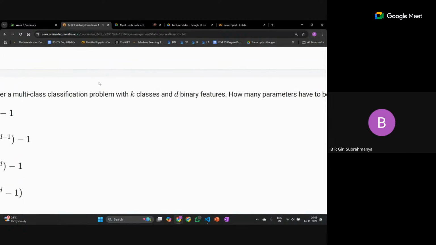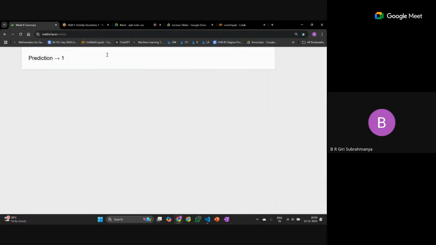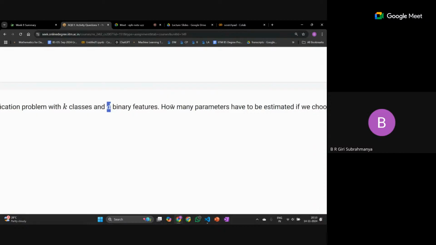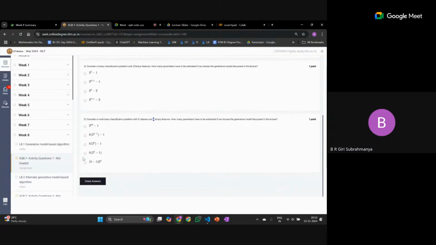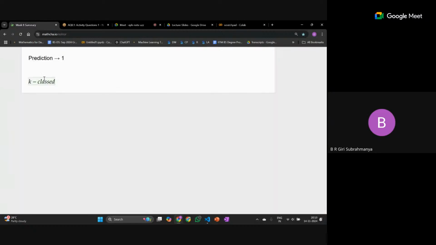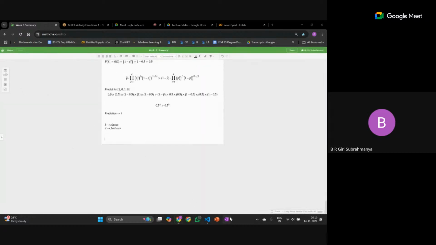Consider a multi-class classification problem with k classes and d binary features. So k classes, d binary features. How many parameters will have to be estimated if we choose the generative model discussed in this lecture? So you have to look at the first lecture. In the first lecture, that infeasible model was discussed, right? So k classes and d features. Now first thing, let's start with features. That is easy to do. Maybe I can open this here.